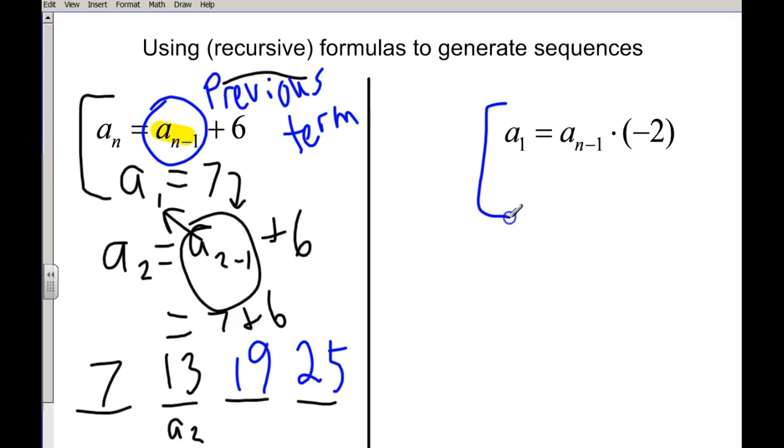So again, that's not enough information to do a problem. Let's say they say a sub 1 is equal to 3. Now we have enough information to build this sequence. We know the first term has been given to us, it's 3.